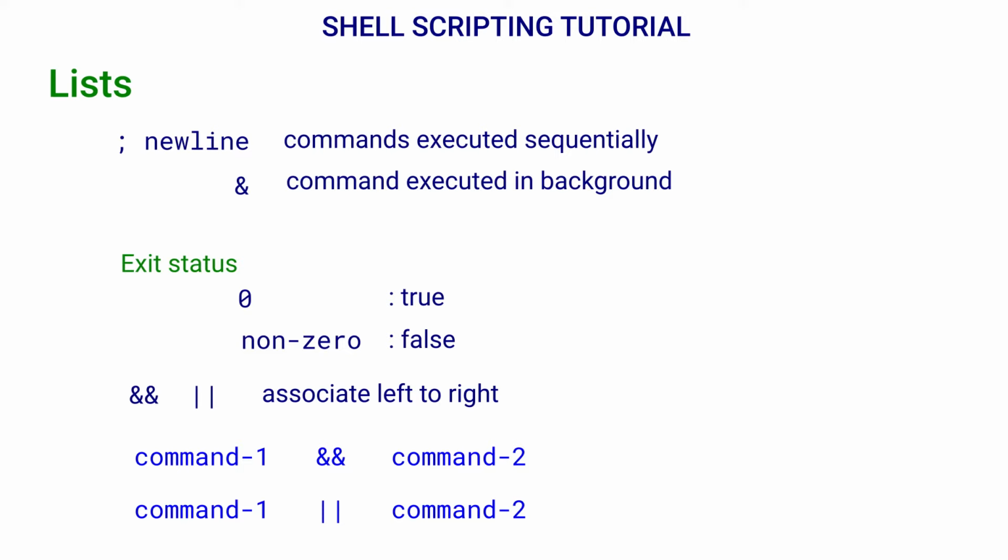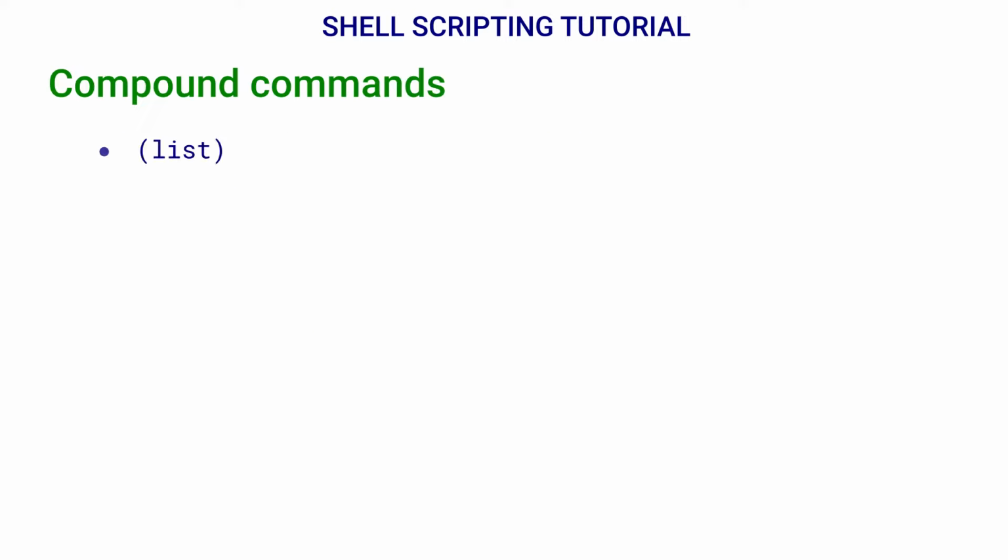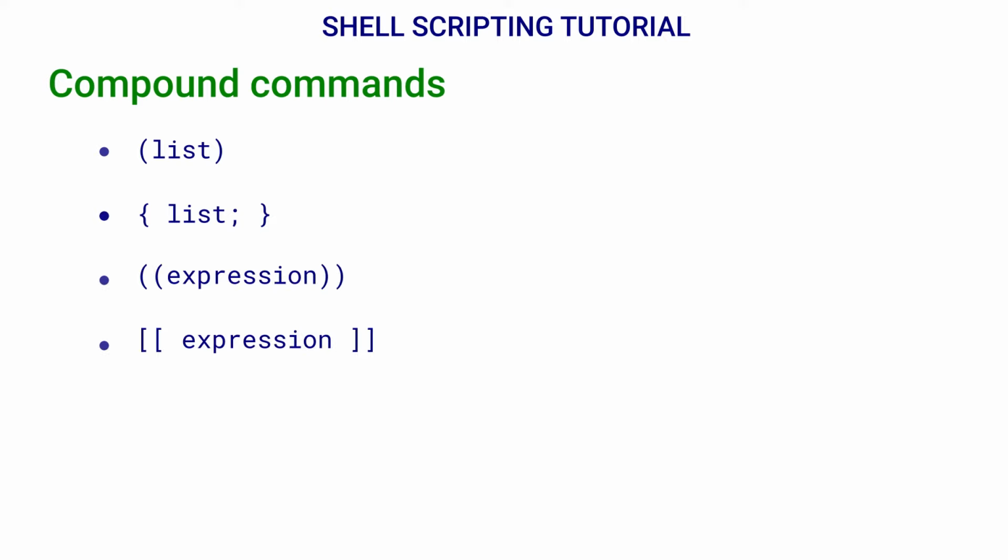The return status of a command list is the exit status of the last command executed in the list. Compound commands. There are 4 types of compound commands: parenthesis list, brace space list, double parenthesis expression, and double square brackets space expression. The spaces mentioned are necessary for the shell to parse the command correctly.